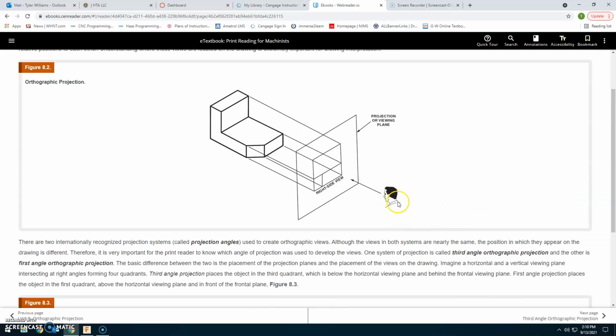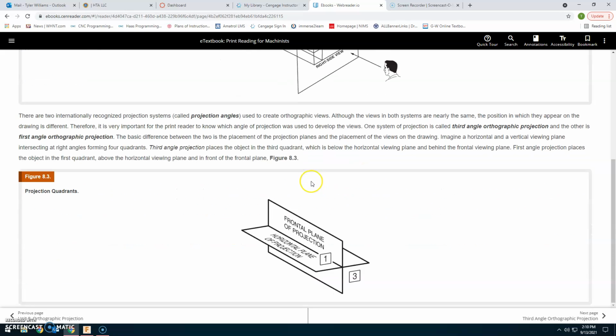So here it shows that you're looking straight onto this view, and it's going to show you exactly what you're seeing. There are two internationally recognized projection systems called projection angles, used to create orthographic views. Although the views in both systems are nearly the same, the position in which they appear on the drawing is different. Therefore, it is very important for the print reader to know which angle projection was used to develop the views. One system of projection is called third angle orthographic projection, and the other is first angle orthographic projection.